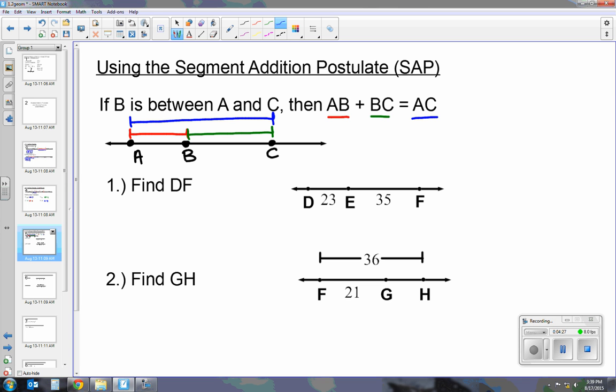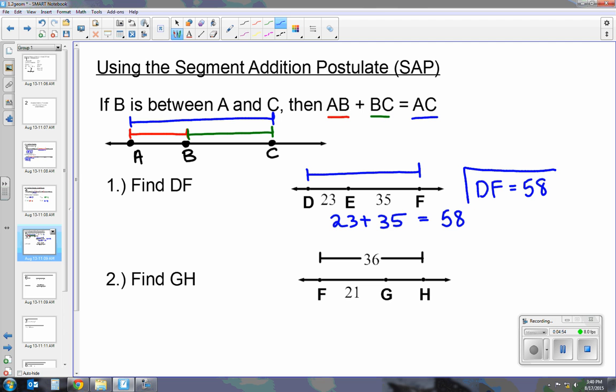So we're going to use this to find number 1. It says find the measurement of DF. Well, DF is the whole thing. So what we can do is add the 2 parts together. So we can do 23 plus 35, and we get 58. So the measurement of DF is 58.